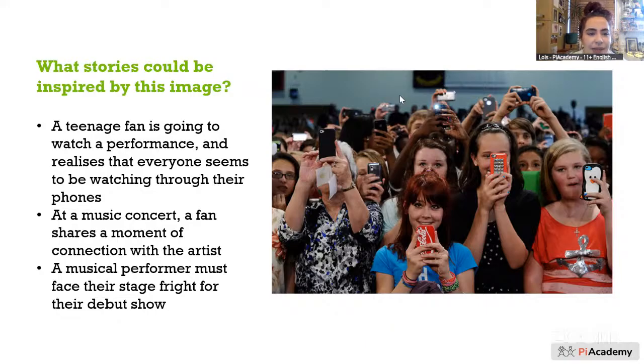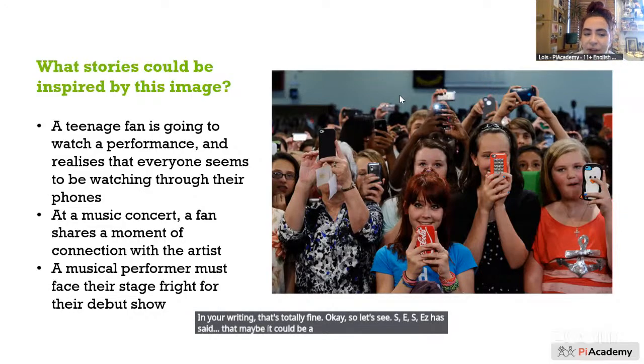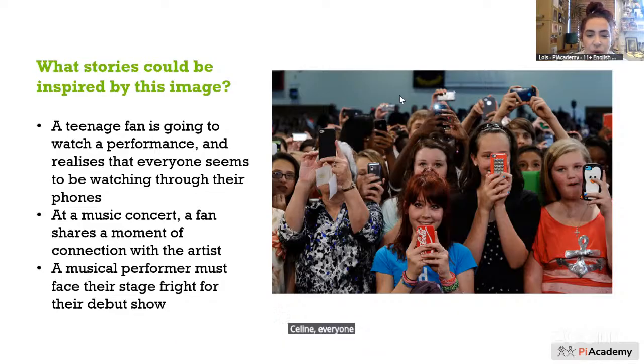Okay, so let's see. Ez has said that maybe it could be a story about a famous person coming somewhere. Yeah, definitely. Celine says everyone is fixated on their phones except the character. Good, yes.